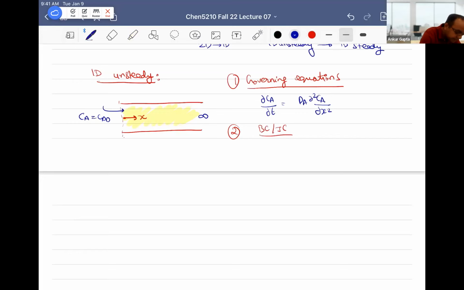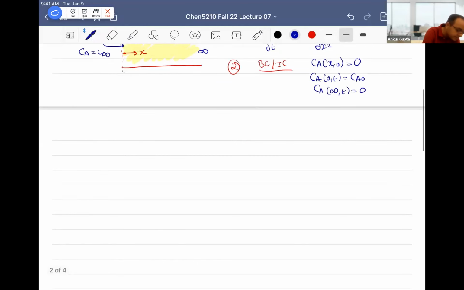The initial condition and boundary conditions were: CA of x comma 0, that is the initial condition, was 0. CA of 0 comma t was CA naught. And then CA of infinity comma t is equal to 0. If it's a semi-infinite column, we'll never really be able to get the dissolved species A far away. Like I said, visualize carbon dioxide dissolving in water too far away. So that's why the value is 0. It's all constant values.